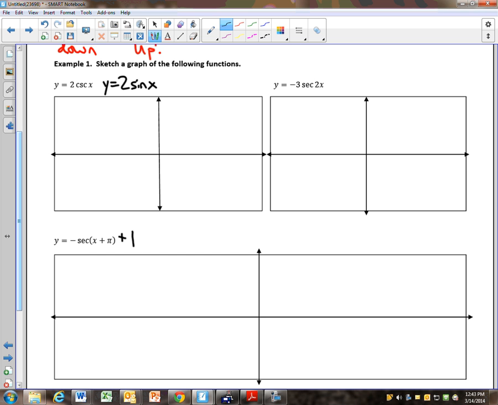Is there a vertical shift for y equals 2 sine of x? No. So what's the amplitude? 2, so I go up to 2 and down to -2. Got to leave some space for your secant and cosecant graphs, so you don't draw your 2 all the way up and your -2 all the way down. Okay, so I've got those. Period. 2 pi, put that on the left side and the right side.